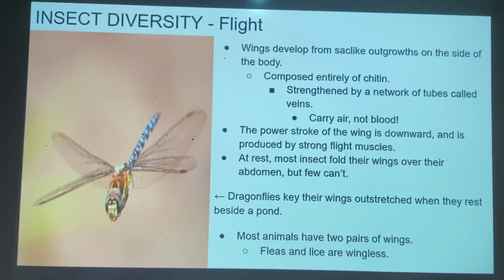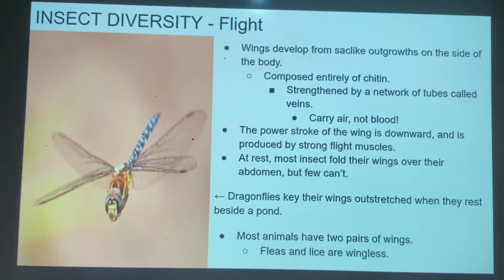The power stroke of the wing is downward, meaning that they're going to get most of their power going down, and it's produced by strong flight muscles. At rest, though, most insects are going to fold their wings over the abdomen, but there are a few, like the dragonflies, that can't.